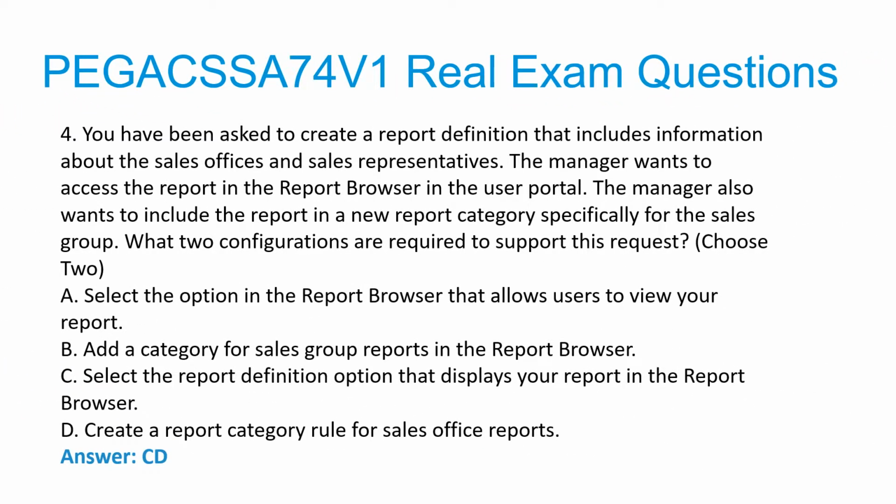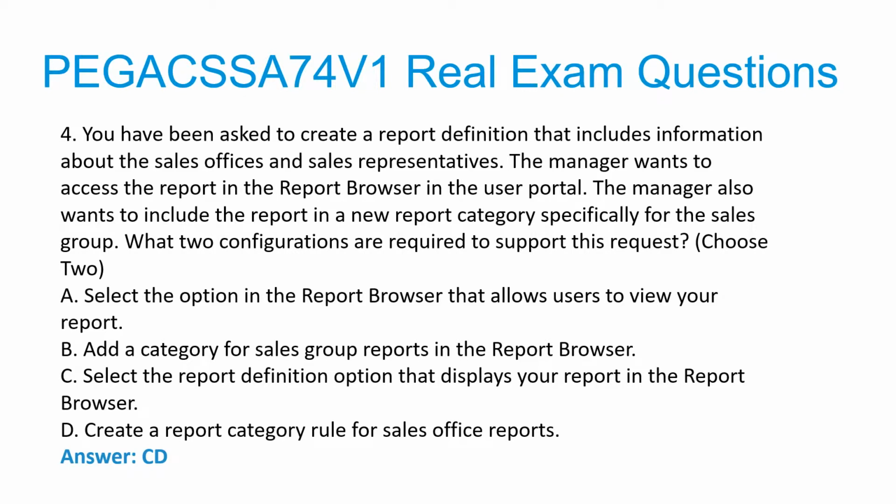4. You have been asked to create a report definition that includes information about the sales offices and sales representatives. The manager wants to access the report in the report browser in the user portal. The manager also wants to include the report in a new report category specifically for the sales group. What two configurations are required to support this request?